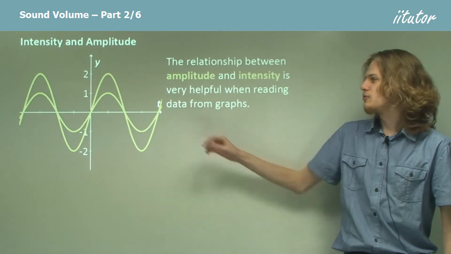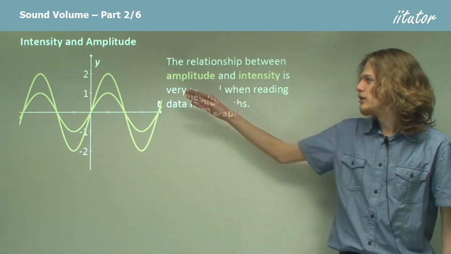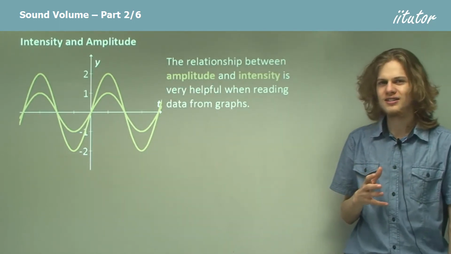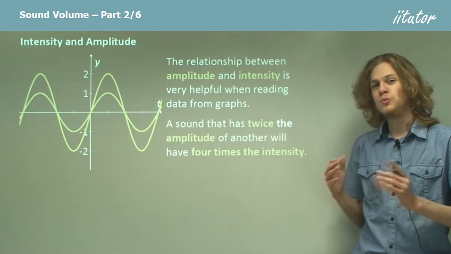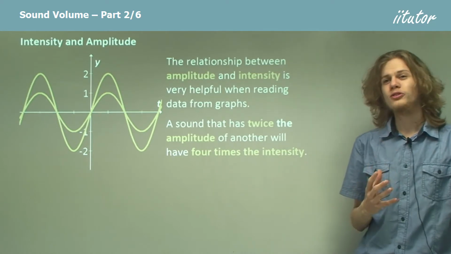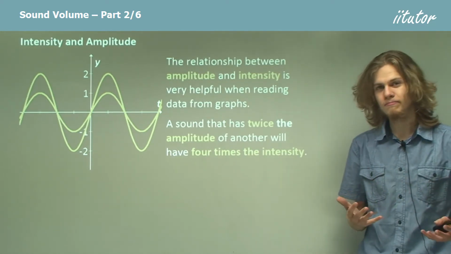You can see over here that I've got two graphs of waves, except one has twice the amplitude of the other. So how will that change its intensity? Well, a sound that has twice the amplitude, like over here, will have 4 times the intensity. And this means that it will be 4 times as loud.